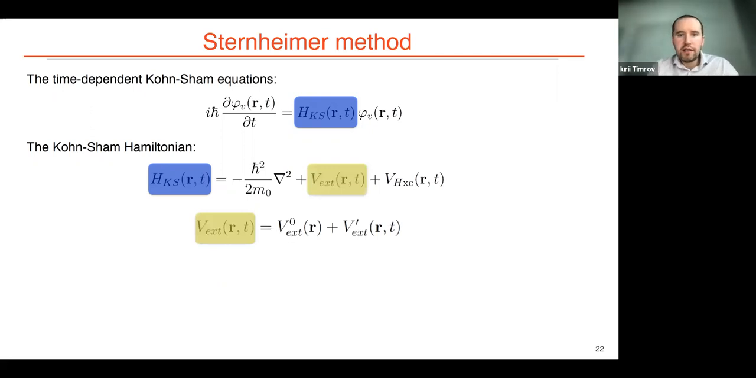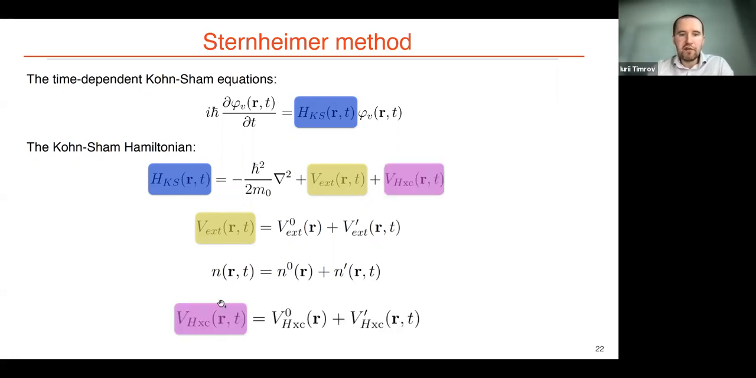So as before, we're in a linear response regime. We write our external potential as the sum of the ground state potential plus the linear order potential, the perturbation potential, V prime external, depending on time. As I said before, we can also write the time-dependent density as the sum of the ground state density n naught plus the response term n prime, which depends on time.